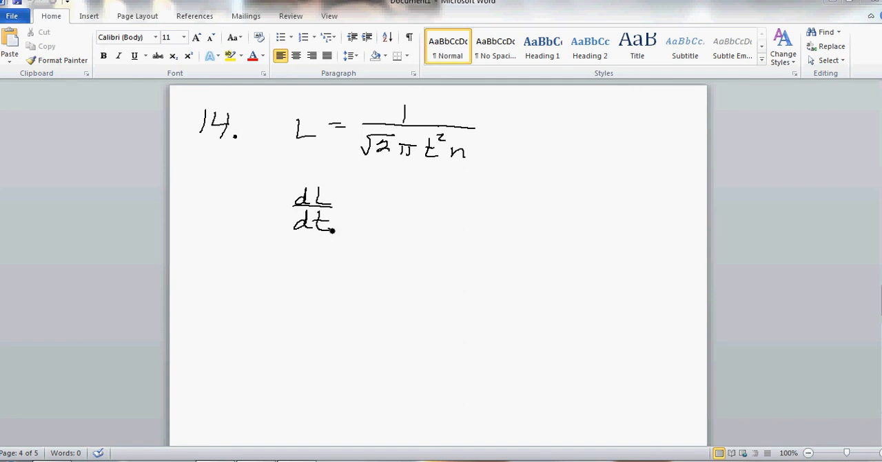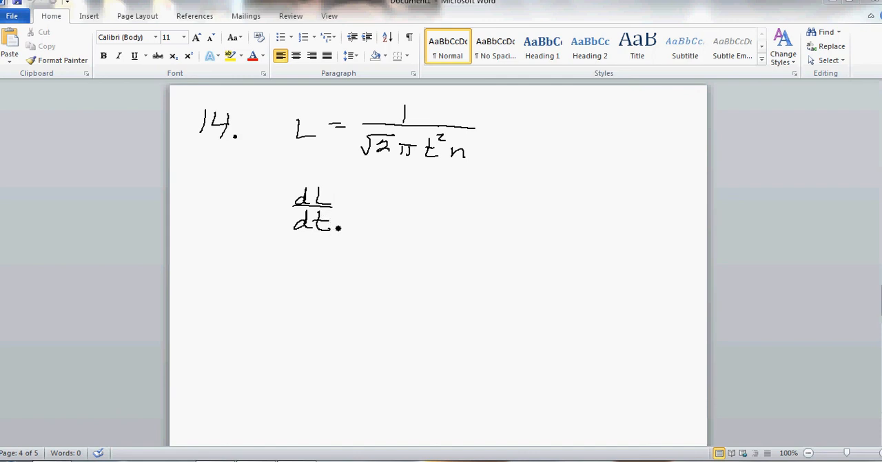Now here's a couple of concerns that we might have. First of all, pi is a constant. We know pi is the number 3.14159, and so on and so forth. It is a number. So that's not too bad. Root 2 is a number. 1 is a number. t is a variable, but so is n. However, according to this problem, n is a constant. So that means n, in this particular problem, we're going to treat as if it were just a number. And so the only thing we're really interested in is the derivative of L with respect to t.